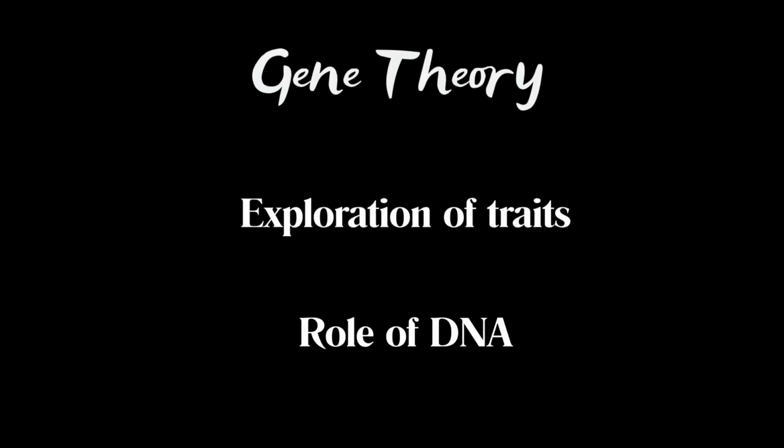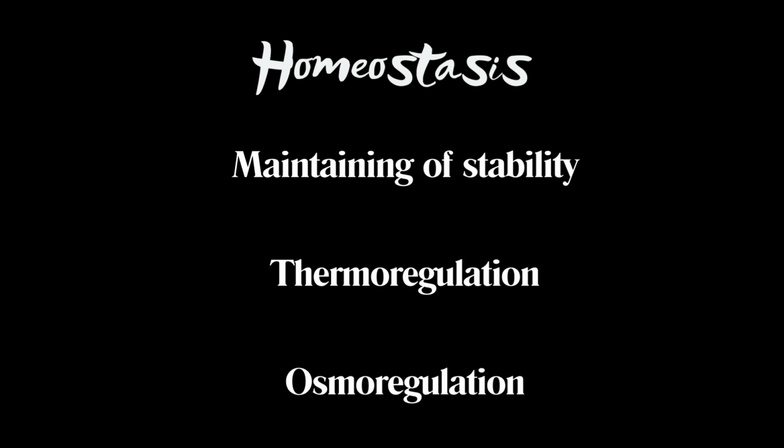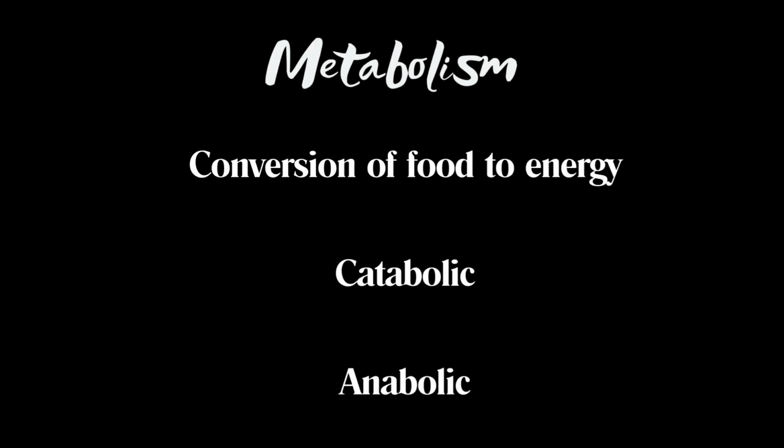Gene theory: exploration of how traits are inherited through genes and the role of DNA in coding the genetic information essential for life. Homeostasis: explanation of how organisms maintain a stable internal environment to survive in changing external conditions. Examples include thermoregulation in mammals and osmoregulation in fish.